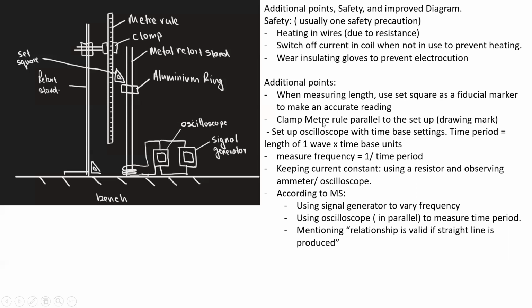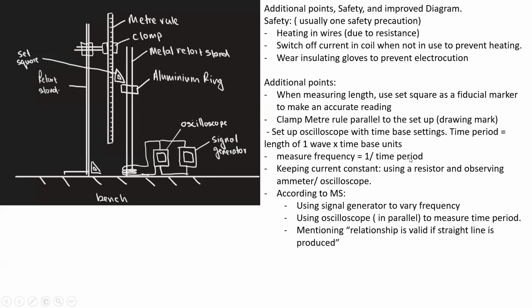Clamp the meter rule parallel to the setup. This is a mark that's given in the mark scheme, and you could either mention it or just draw it out. That's why I said to draw out all additional apparatus that you might need, because there might be additional marks for drawing it out. Set up the oscilloscope with a time-base setting. Time period equals the length of one wave times the time-base units. So also mention it in additional points. And then measure frequency, f equals 1 over T.